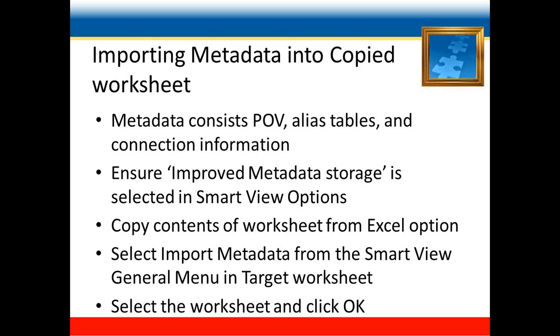Basically the metadata consists of points of view, alias tables, and connection information. Migrating this information from a destination worksheet to a target worksheet can be done using this import metadata option. First of all, we need to copy the contents of the destination worksheet using the Excel option, which is simply a copy command. We can paste these contents later in the target worksheet.